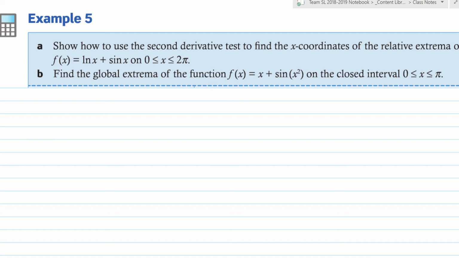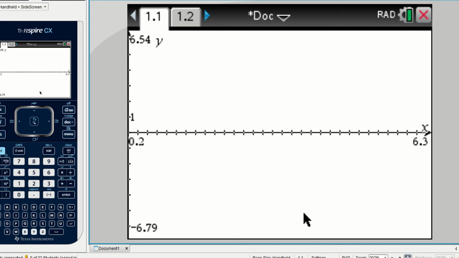Okay, so let's go ahead and take the first derivative of this function. F derivative of x, the derivative of ln x is 1 over x, plus cosine of x. Now, we have to find the zeros of this function, but in this case, it's best to use the graph to identify where the zeros are. So let's go ahead and move over to the graphing utility, and let's type it in.